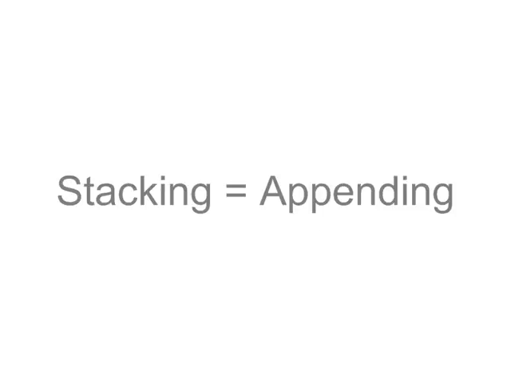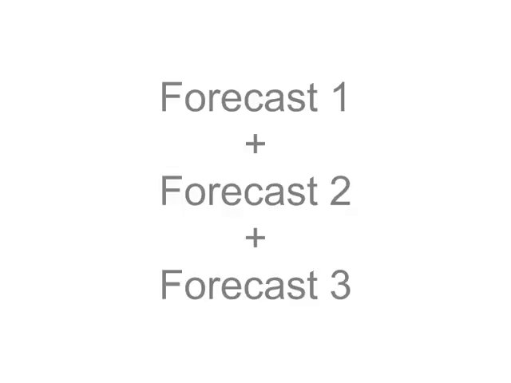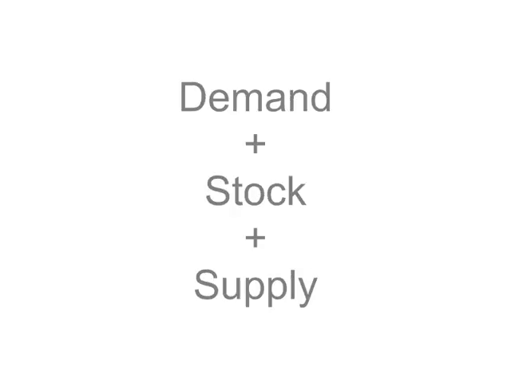The tables could have the same field or column headings, for example, combining forecasts from multiple regions. They could also have different values that we want to compare, such as demand, stock, and supply for the same item codes.